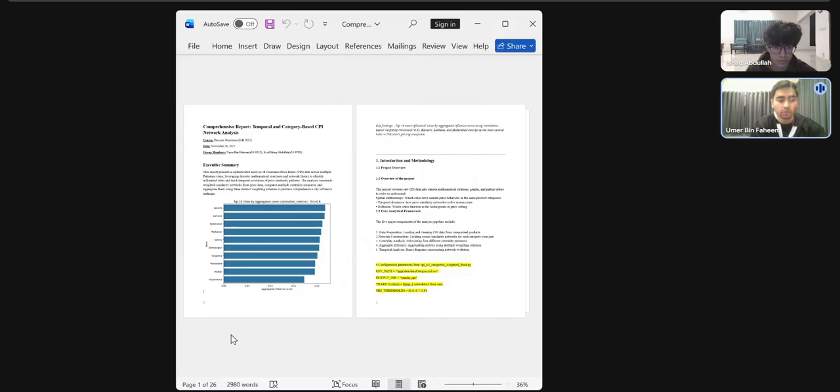Today we're presenting our comprehensive report on temporal and category-based CPI network analysis for discrete structures. Our executive summary reveals the power of this analysis. Using discrete mathematical structures and network theory, we identified the most influential cities in Pakistan's pricing ecosystem.